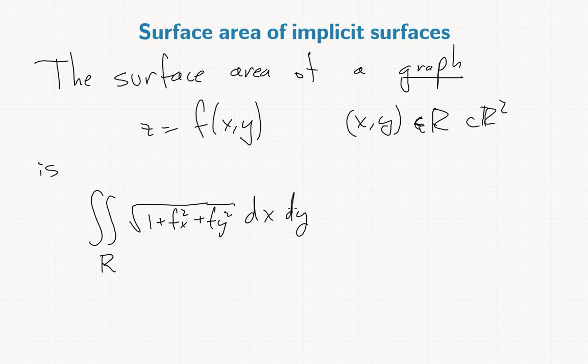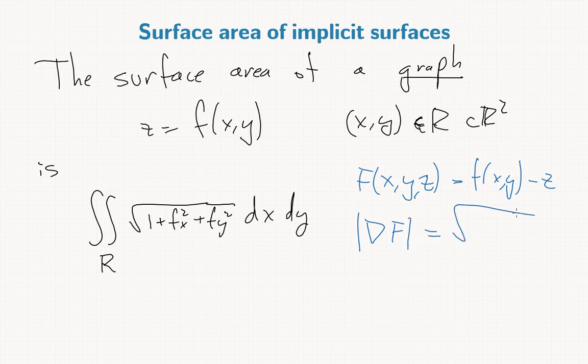We kind of derived this formula implicitly in the preceding derivation, but one way to remember it from what we just did is to say, well, we define F of x,y,z as f of x,y minus z, then the magnitude of del F is root 1 plus fx squared plus fy squared, and del F dot k is 1.